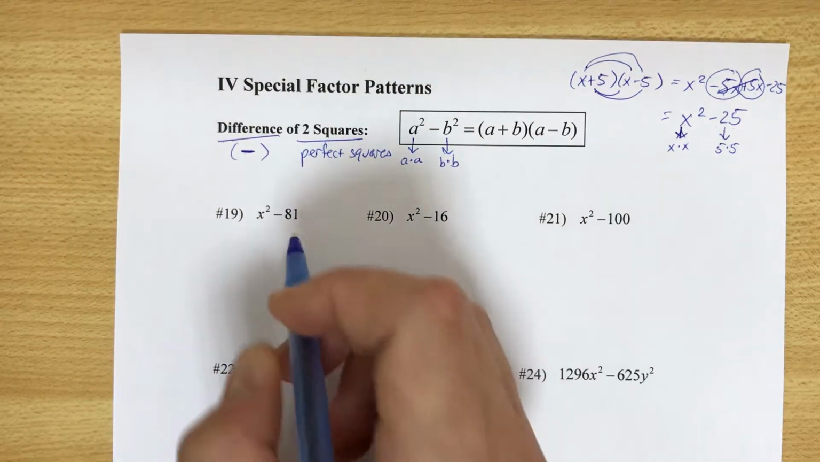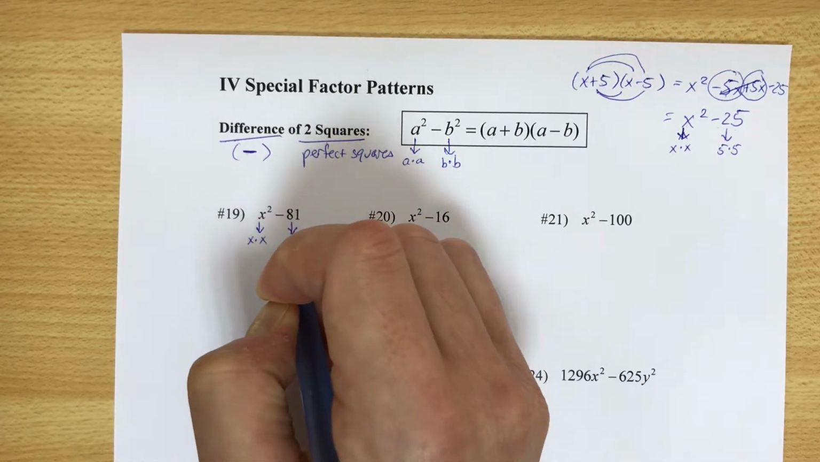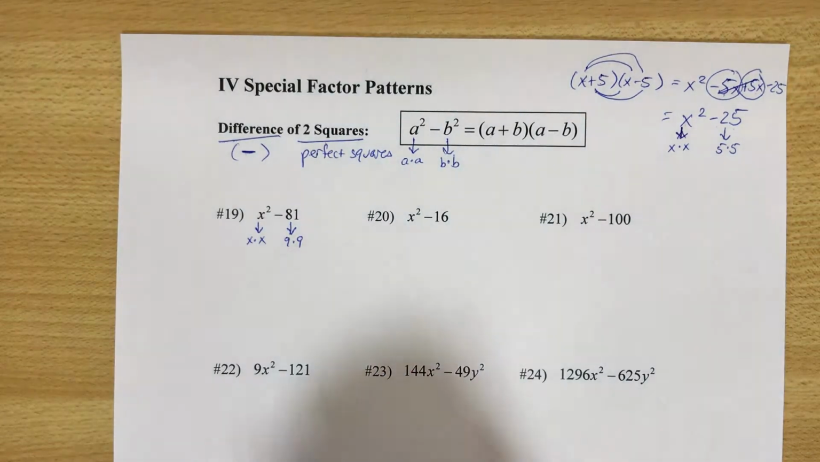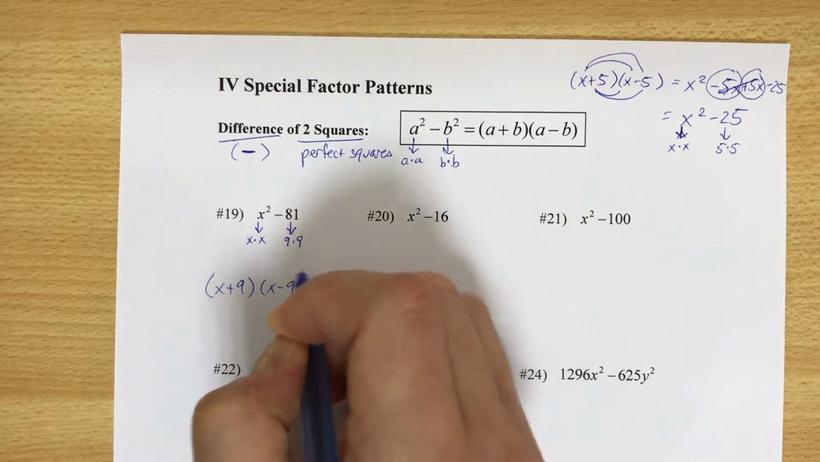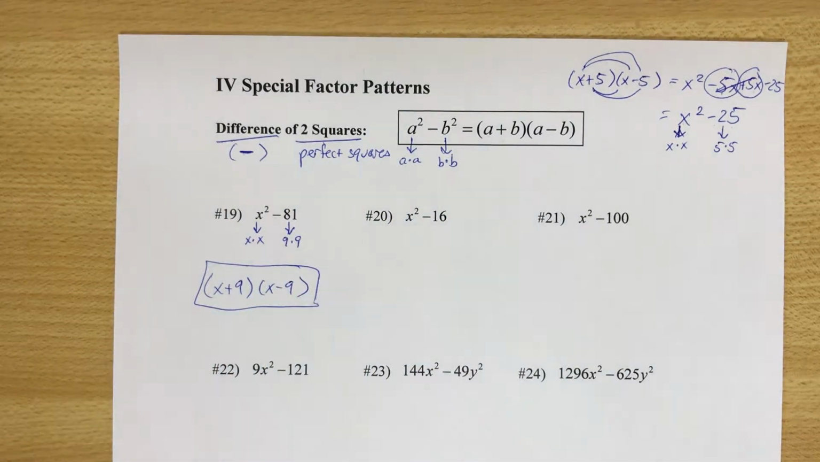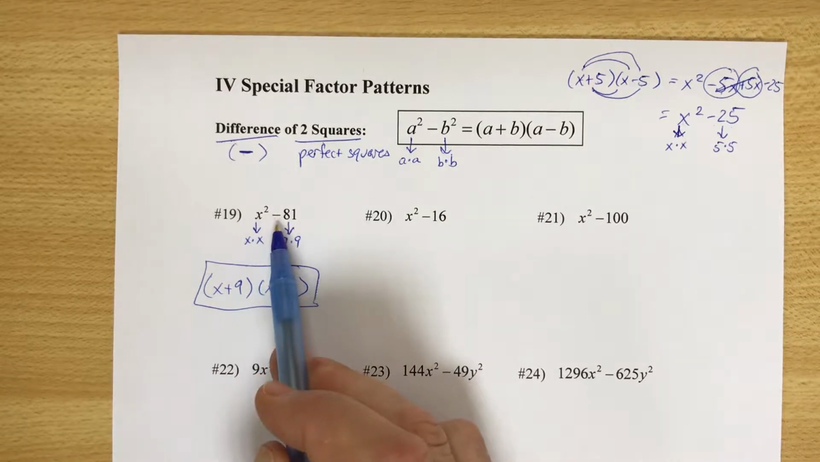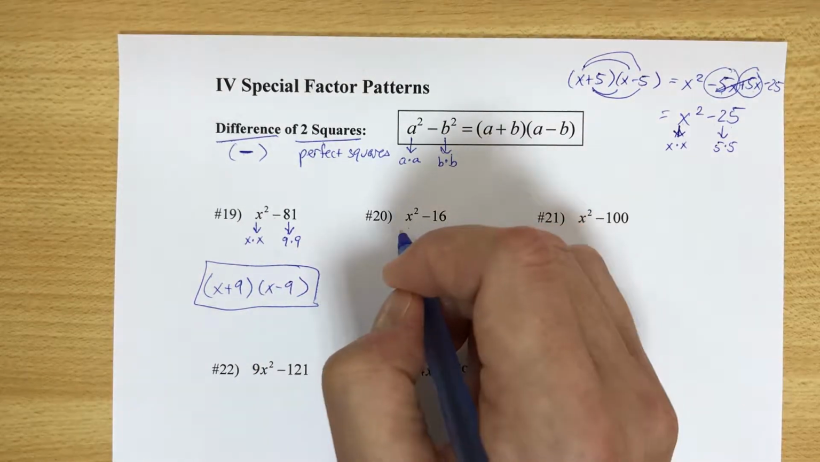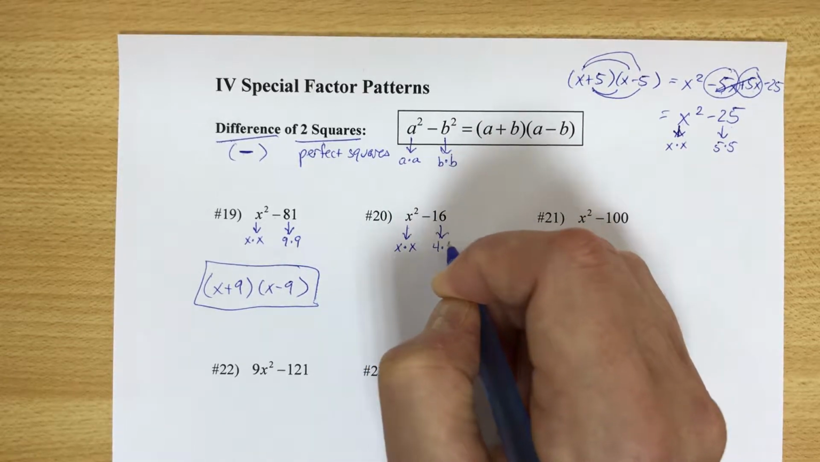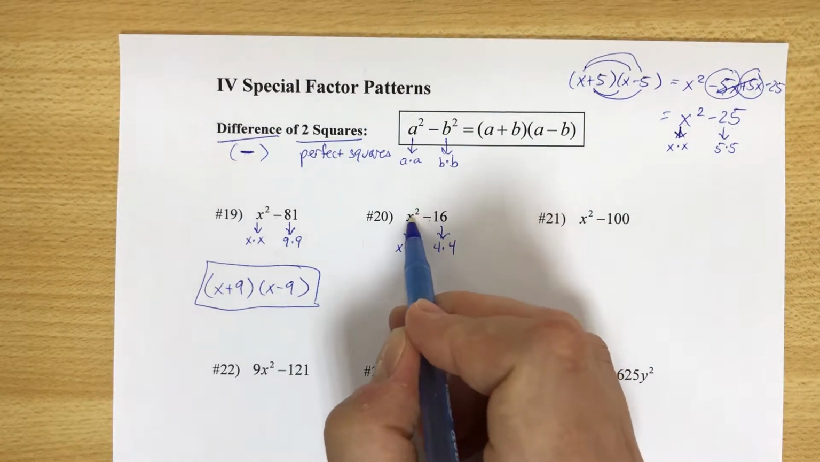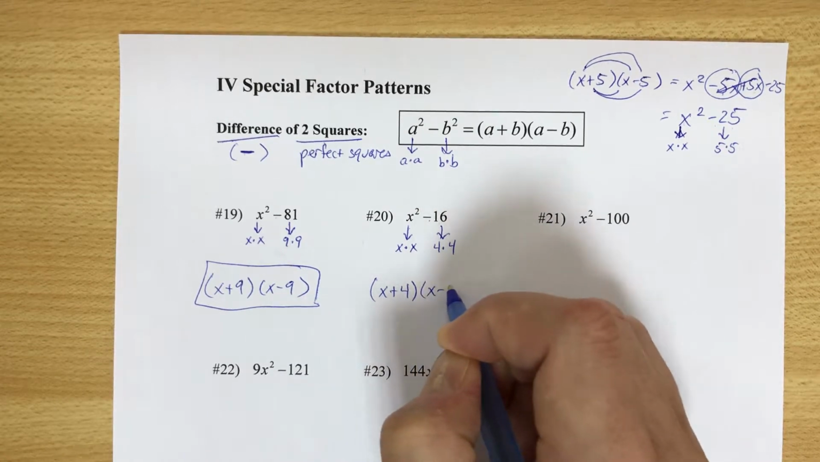Okay, so x squared minus 81. Well, x squared is x times x. 81 is perfect. It's 9 times 9. And we're subtracting it. X plus 9 times x minus 9. That's it. Again, you can always check, multiply it out, and see that this is what you'll end up getting. X squared minus 16. X squared is perfect. 16 is perfect. 4 times 4. It's a difference of two squares. Answer is x plus 4 times x minus 4.